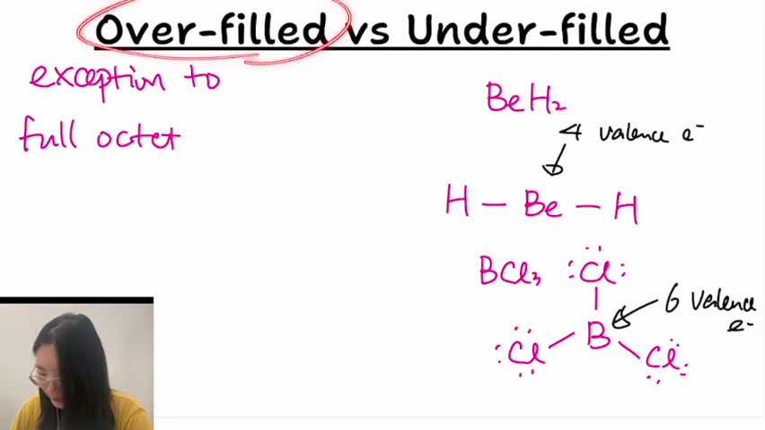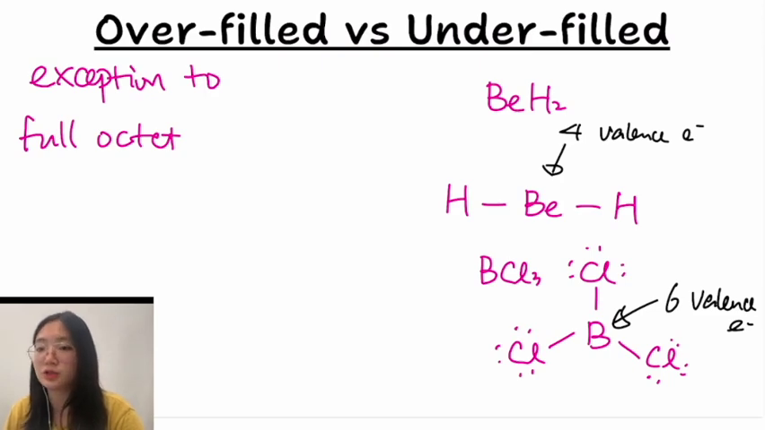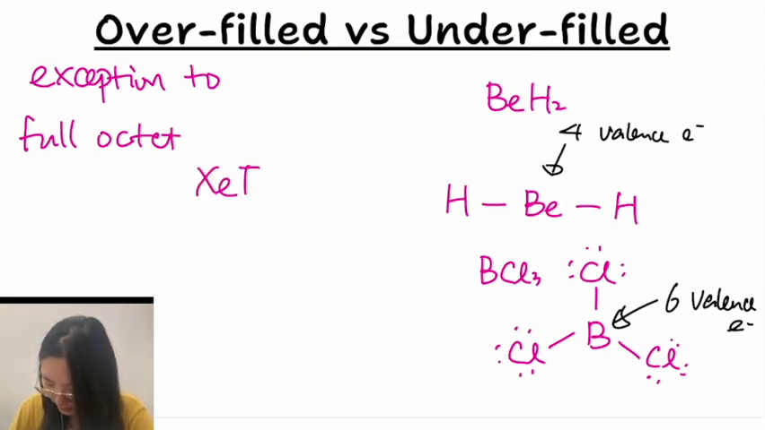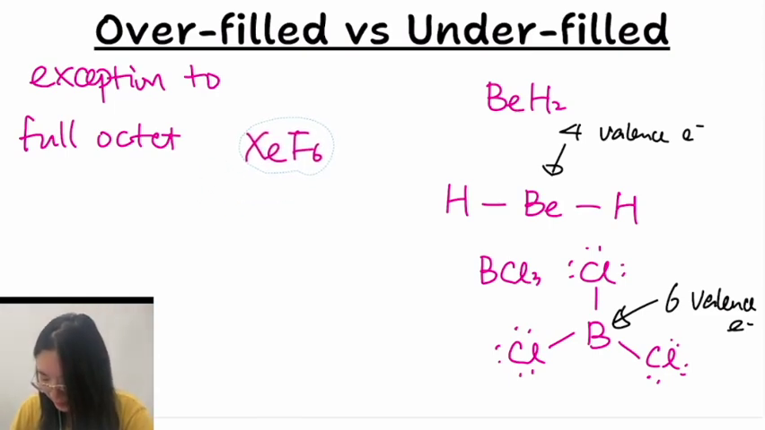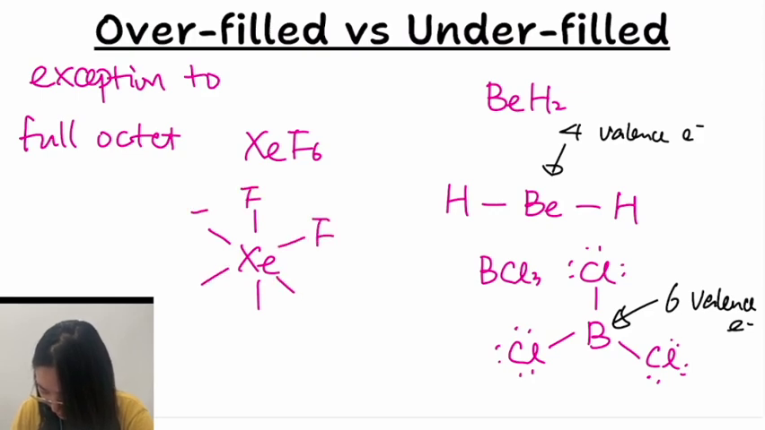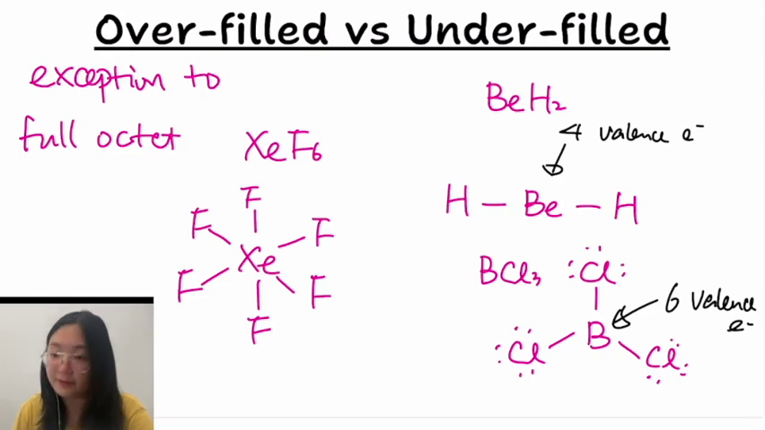Okay, then what about overfilled? The overfilled octet usually occurs when the central atom is an element in group 5, 6, 7, or 8. So let's say xenon. Xenon is a noble gas, and usually, noble gases do not really form a bond with another element, but there are some exceptions, and xenon is one of them. So let's say xenon hexafluoride, XeF6. Then xenon is in the center. It has 1, 2, 3, 4, 5, 6. Okay, and since xenon has 8 valence electrons, then it will.